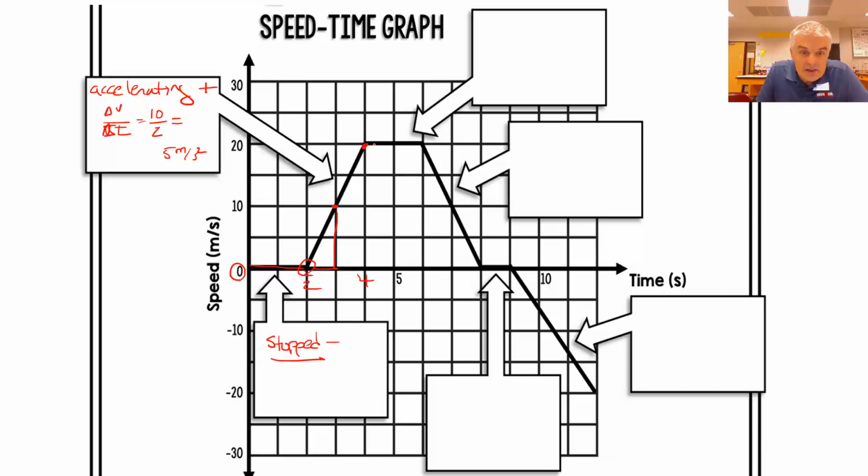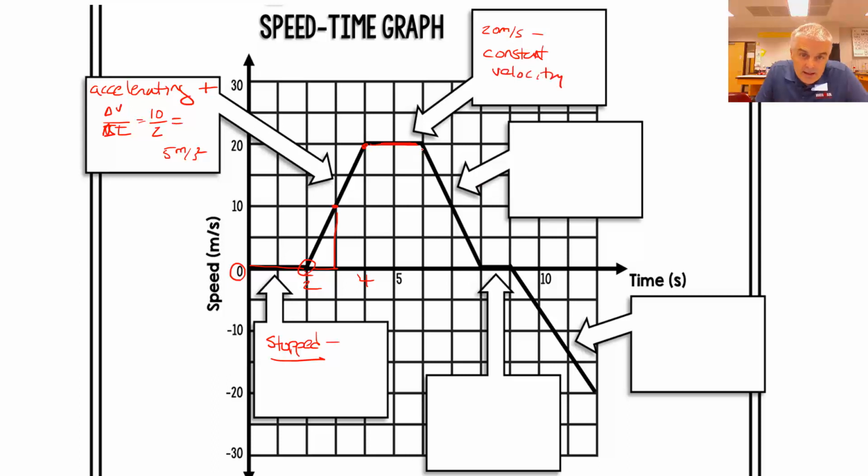And then what happens at this point? Now notice this is an important point. This is not going at a velocity of 0. He is going at 20 meters per second. So we'd call this constant velocity. Constant velocity. Mr. Bergmann can't spell.